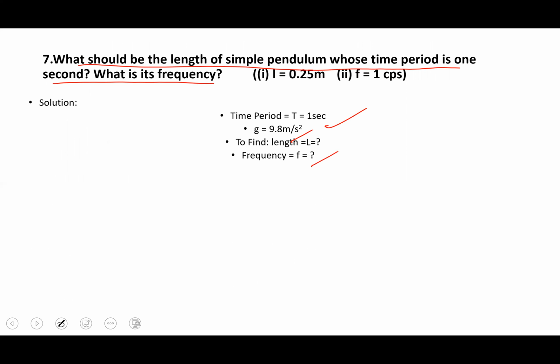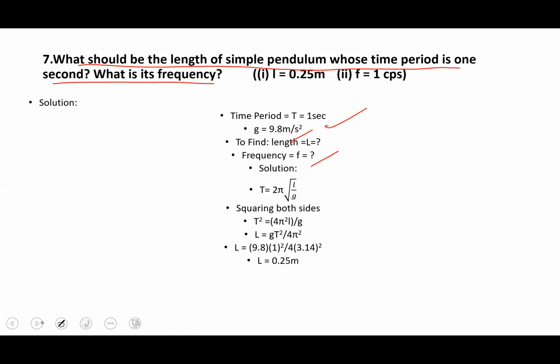So in this case, first of all, let us find the length, which by this formula T is equal to 2 pi under root L over g. Taking square on both sides to find out the value of L, it will be T square is equal to 4 pi square into L divided by g. So take all the quantities on one side and L on one side. It will be L is equal to g T square divided by 4 pi square. Putting in the values, we get g value is 9.8, the value of T was 1 second square, divided by 4 into 3.14 whole square. So the length of the pendulum is 0.25.